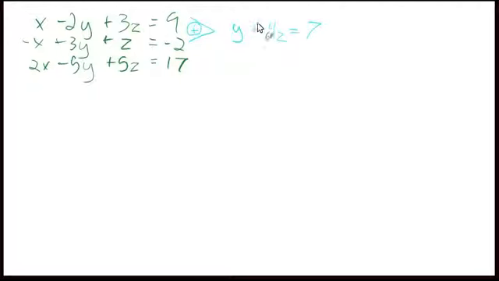Alright, now I have this new equation that I've created, and since it's missing this x, which is what I want, I'm going to, instead of writing this, only because it's one of the equations that I used to add together, I'm going to replace that with this new thing. Alright, so I have a new system.